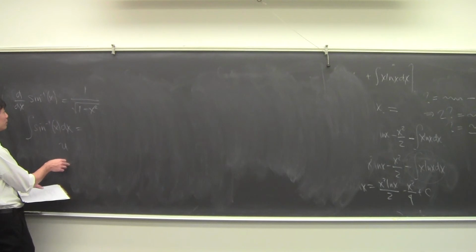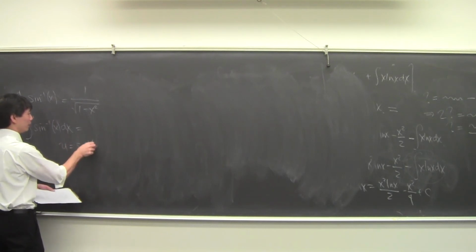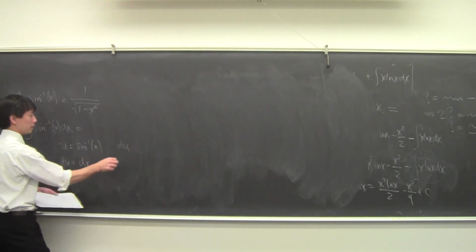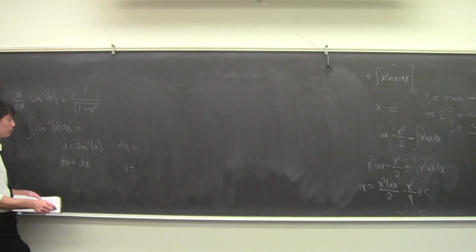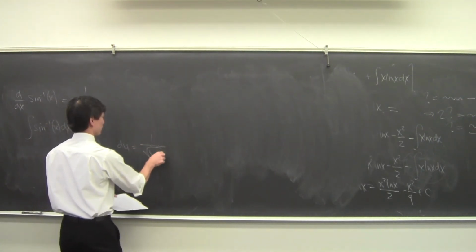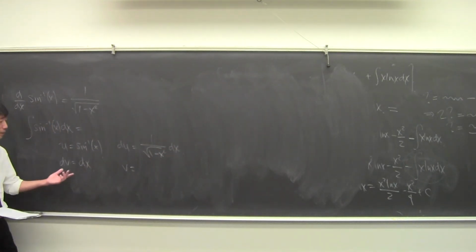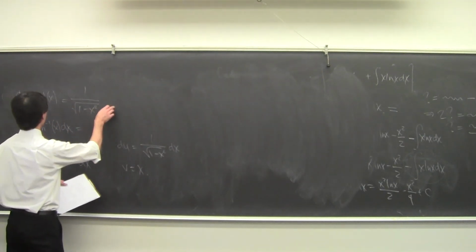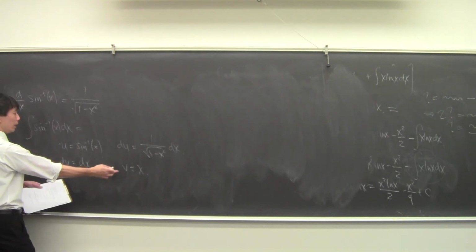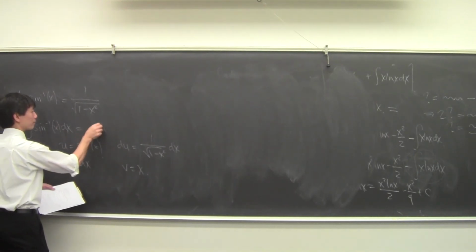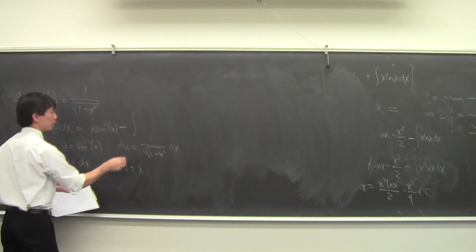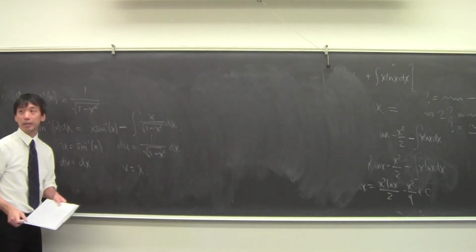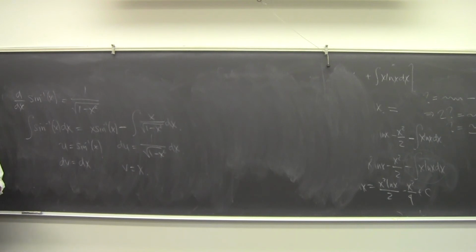I let u equal arcsine x, and du equals, as you pointed out, 1 over the square root of 1 minus x squared dx. And then v is going to be x. Then at this point I'd make a substitution like we did in the previous section. So you say, okay, this is going to be u times v minus the integral of v du, right? So x over the square root of 1 minus x squared. That's what I did. Yep, okay.